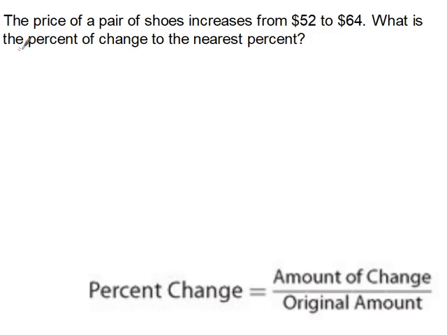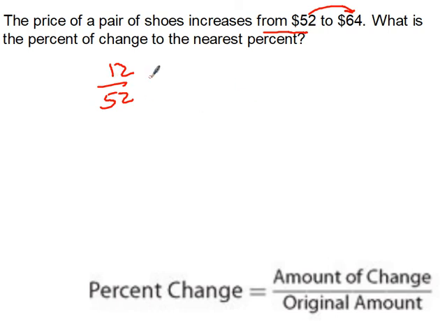Same formula. Nothing's changed. So the price of a pair of shoes increases from $52 to $64. What is the percent of change? So amount of change divided by original amount. My original amount, it says from 52, so that was my original amount. So there's my denominator, and it went up 12, because it increased by $12.